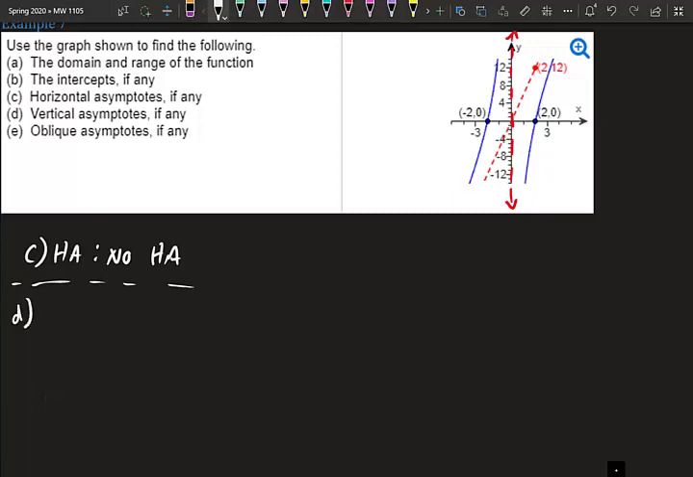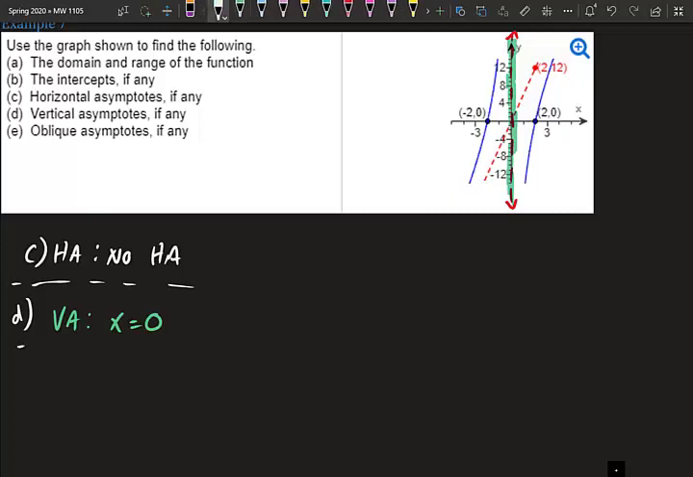For D, we want to look for a dotted line that goes straight up and down, and we do have that right here. I had to add it because it got cut off. So we do have a vertical asymptote. It's at x equals 0, because it's right on the 0 line.